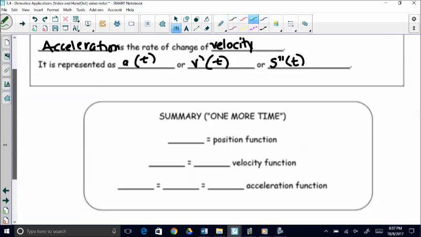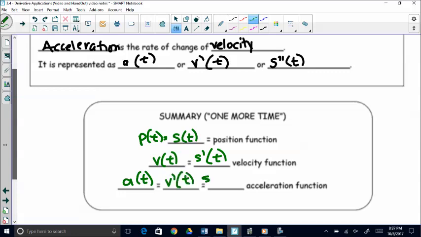So before we move on, let's just summarize all this. We know the position function is s of t, or sometimes p of t. The velocity function would be represented by v of t, or it's the derivative of that position function. And the acceleration function is the first derivative of the velocity function, or the second derivative of the position function. Some students last year remembered PVA. I don't know. They just use that as their mnemonic. I don't think that's extremely helpful, but maybe you can come up with something better.